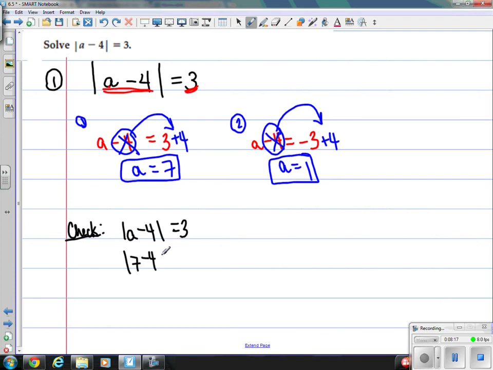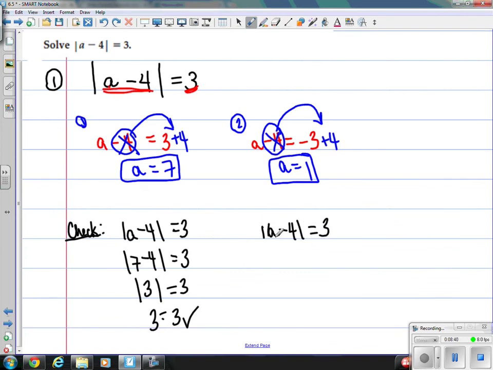7 minus 4 is 3. And the absolute value of 7 minus 4 is 3. So the absolute value of 3 is 3, and 3 equals 3, so we check. Now we do the same thing over here. We always go back to the original before we mess with it. The absolute value of a minus 4 equals 3.